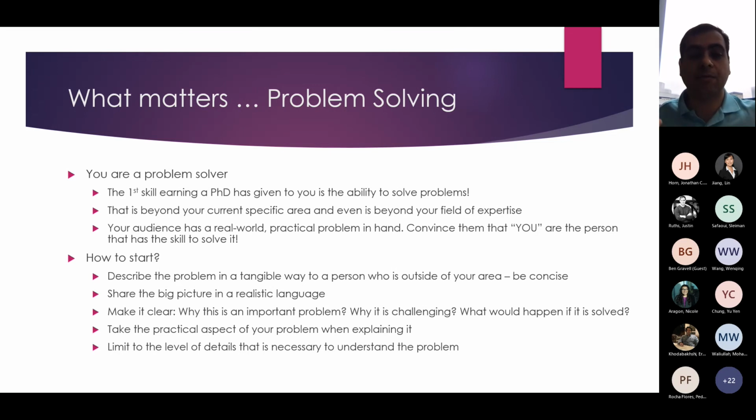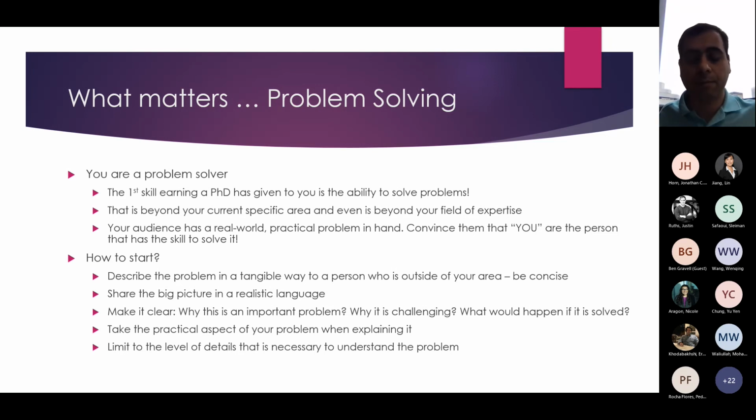Basically, if you solve this problem, what is going to change? What are the benefits of this problem? What are the practical outcomes and practical benefits of this problem? Shape the big picture. Show them that you are aware of the big picture and you know what you're doing from a very big picture. And to understand the big picture, the other person doesn't need to know details about your work.